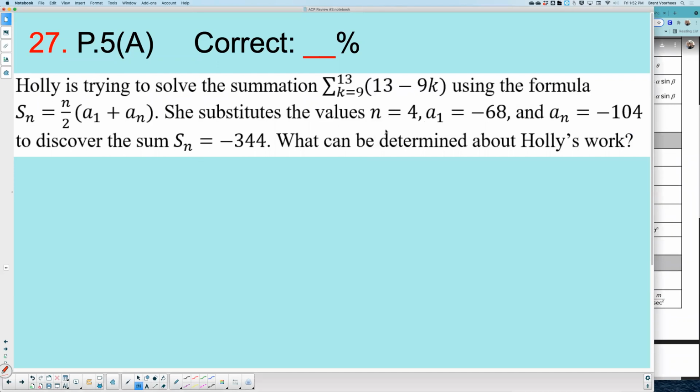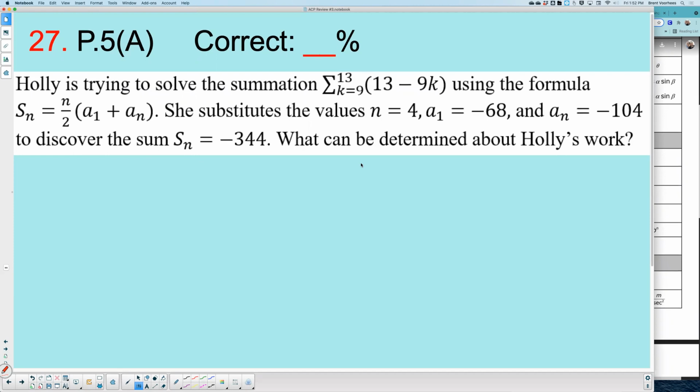It says here, Holly substitutes the value n equals 4, a1 is negative 68, and an equals negative 104 to discover the sum. What can be determined about her work? Now in your packet, answer choice A says her work is incorrect, n does not equal 4. B says her work is incorrect, A1 does not equal negative 68. C says her work is incorrect, AN does not equal negative 104. Finally, D says her work is correct. The sum does equal negative 344.